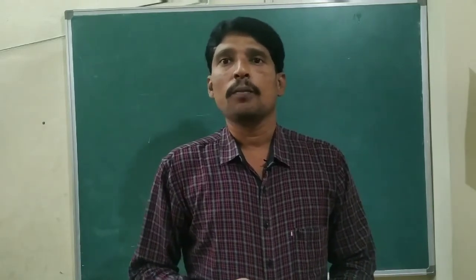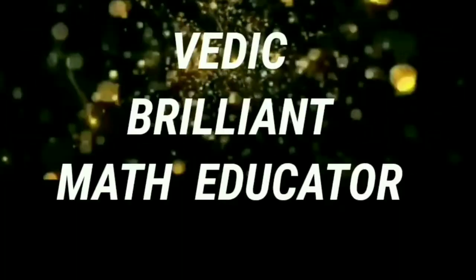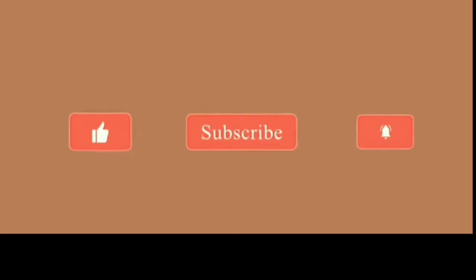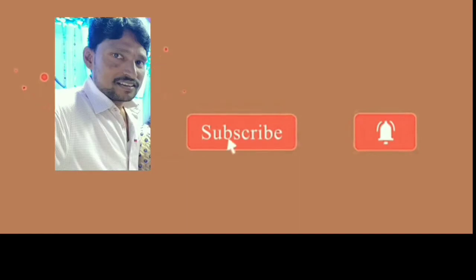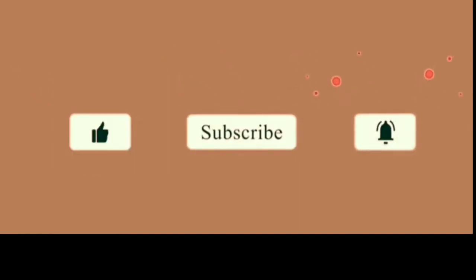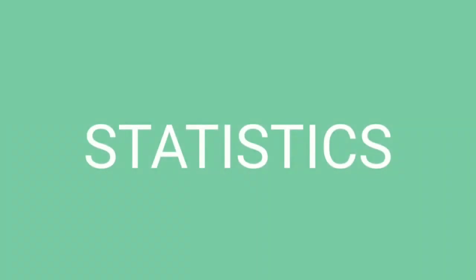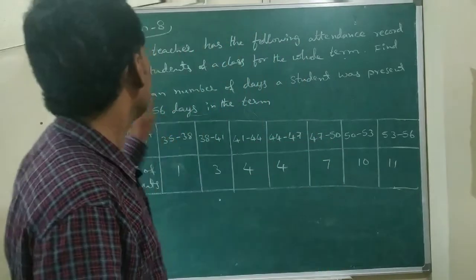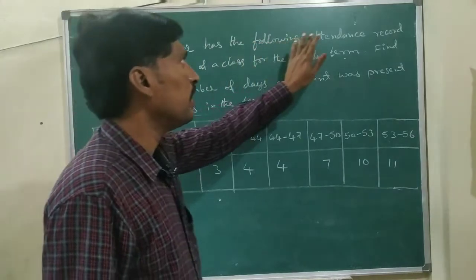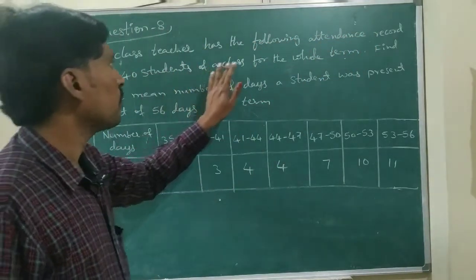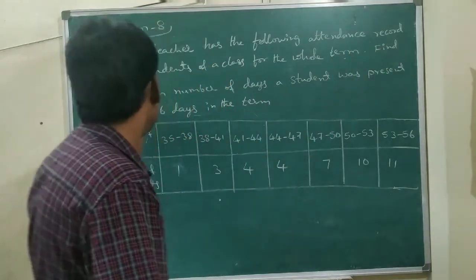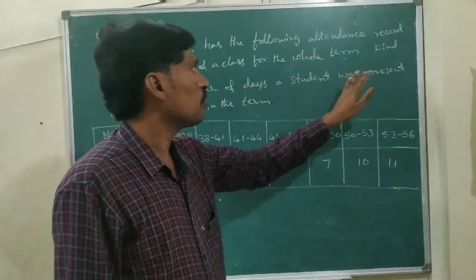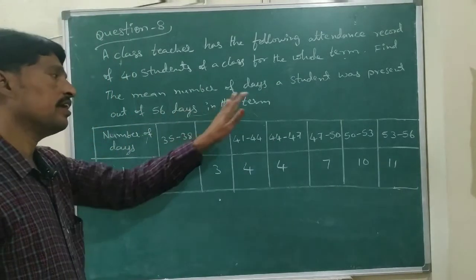Today we are going to learn more about statistics, exercise number 1, problem number 8. Question number 8. The given problem is, a class teacher has the following attendance record of 40 students of a class for the whole term. Find the mean number of days a student was present out of 56 days in a term.